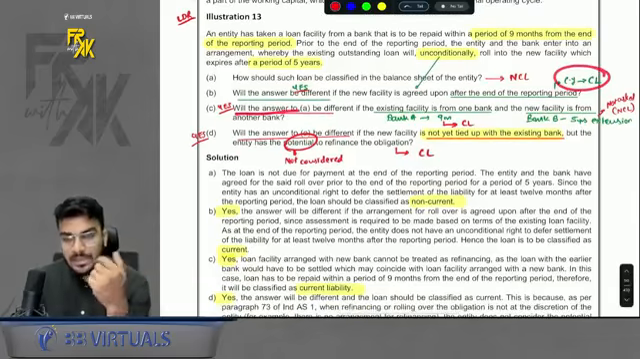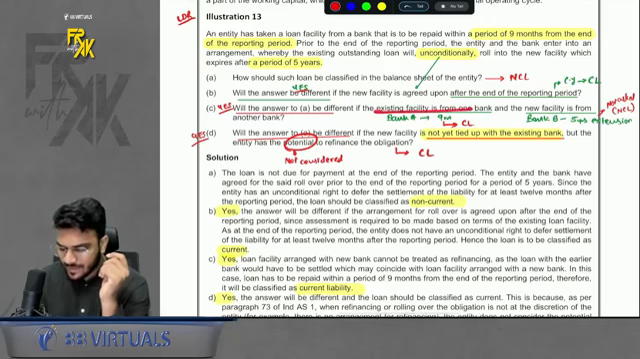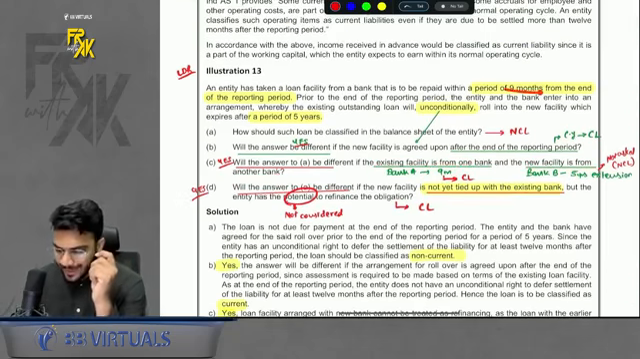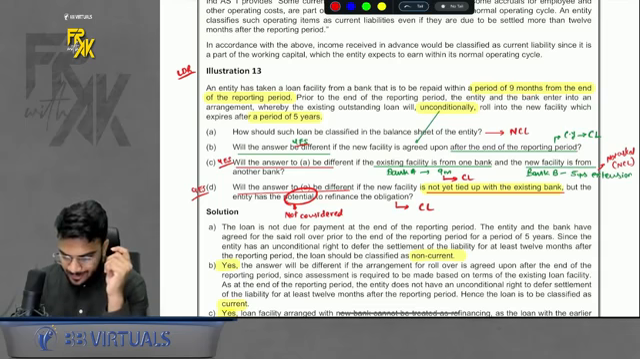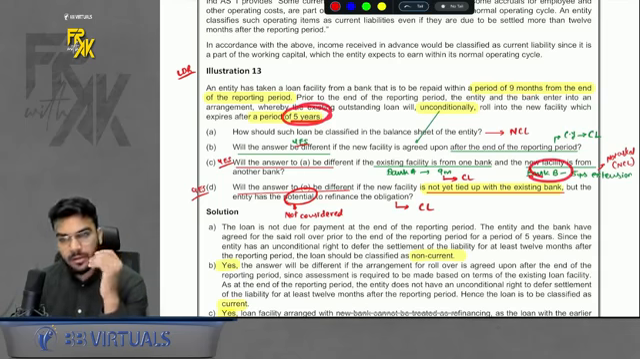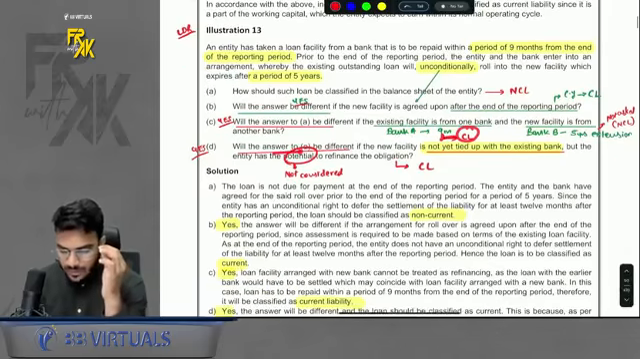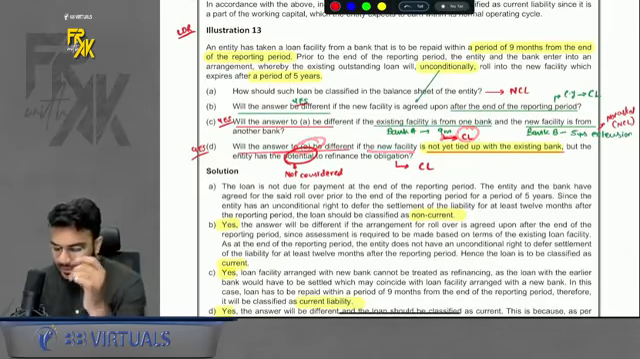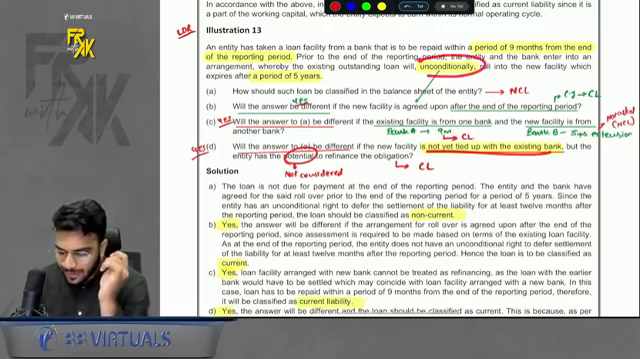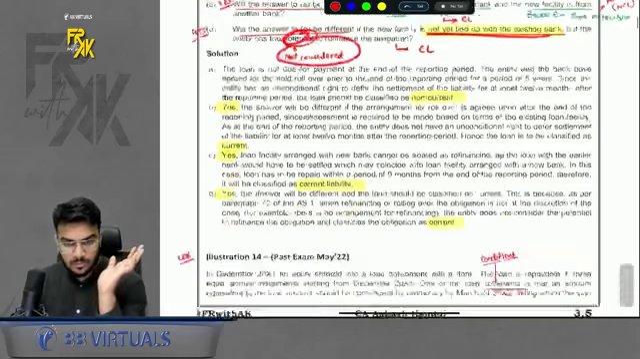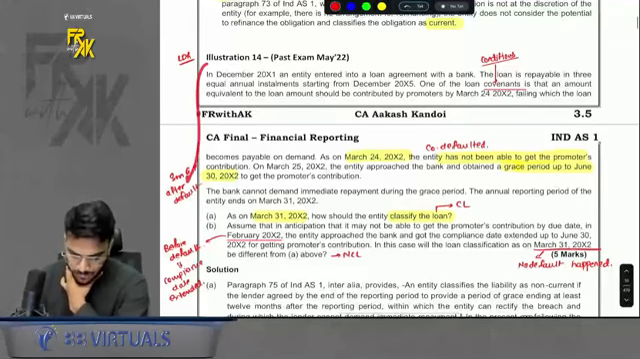Next, will the answer to A be different if the existing facility is from one bank and the new facility is from another bank? That means this loan of 9 months is from one bank and this extension of 5 years is given by another bank. So can I say the existing loan will be current only? Fourth, will the answer to A be different if the new facility is not yet tied up? If we have not tied up this facility, the loan will be current. Potential is of no concern for us. Do remember.